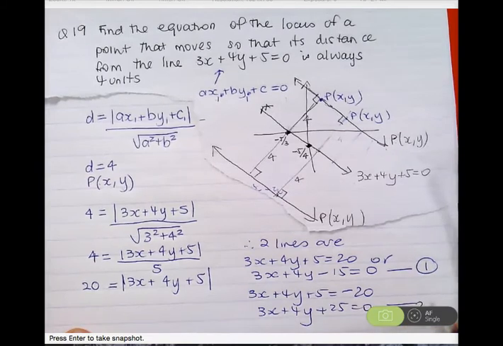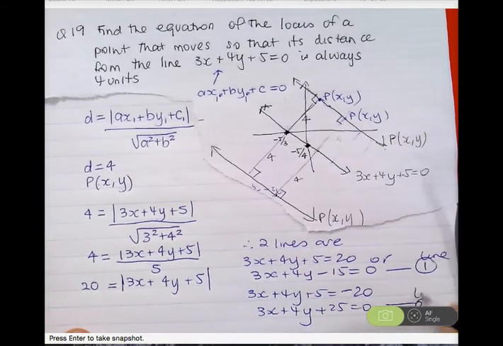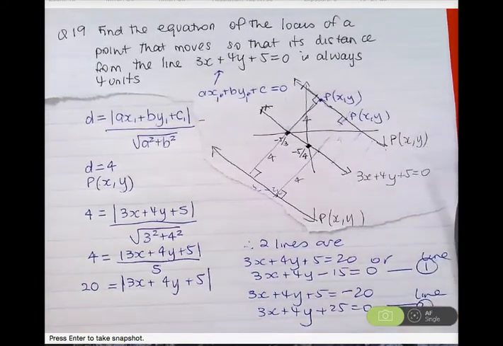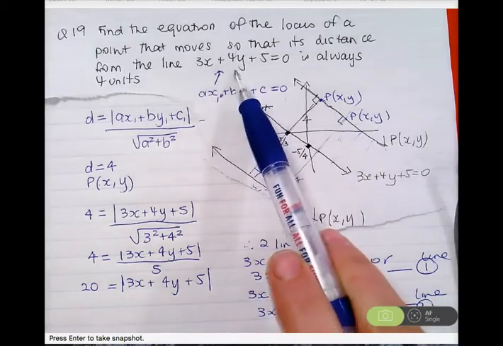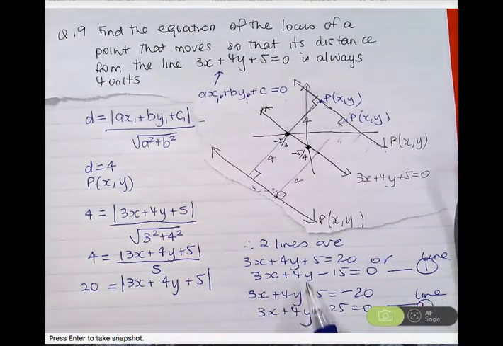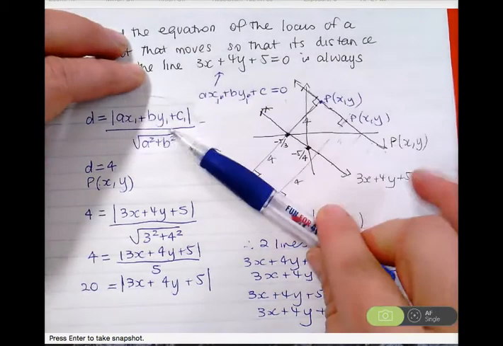Now that's my second line. So that's line 1 and that's my second line. Now, those are my answers. Wait a sec. Do you know that when you see parallel lines, they look exactly the same? So if you look at the three lines now, I've got 3x plus 4y plus 5, 3x plus 4y minus 15, 3x plus 4y plus 25. Those three lines are parallel. And those three lines are these three lines.